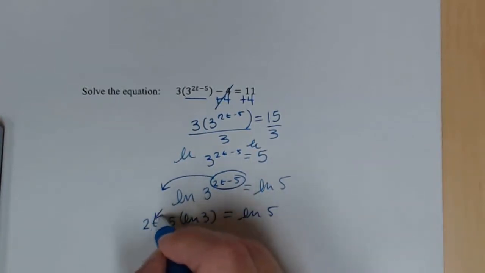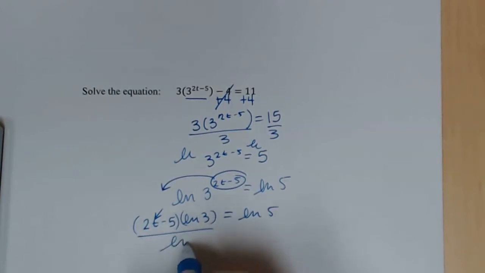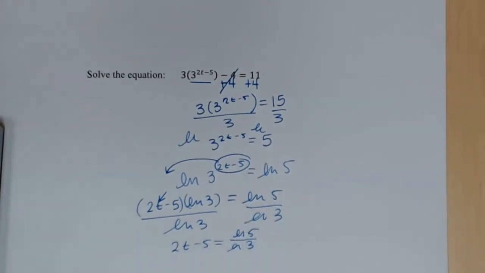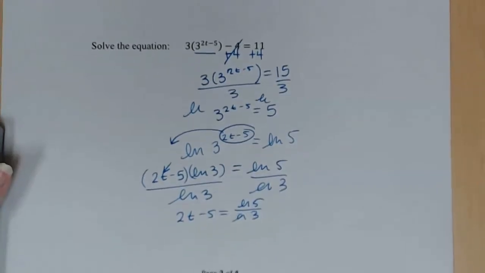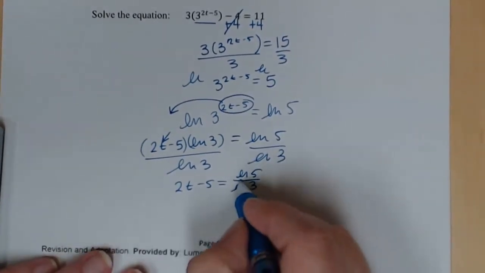Now your goal is to get this t by itself, so I'm just going to slowly move things away from it. So I'm going to divide both sides by ln 3. So I get 2t minus 5 equal to ln 5 over ln 3. It's going to be a decimal number, so I'm going to kind of float it along for a little bit, and then I'm going to show you on the calculator how to get that exact answer.